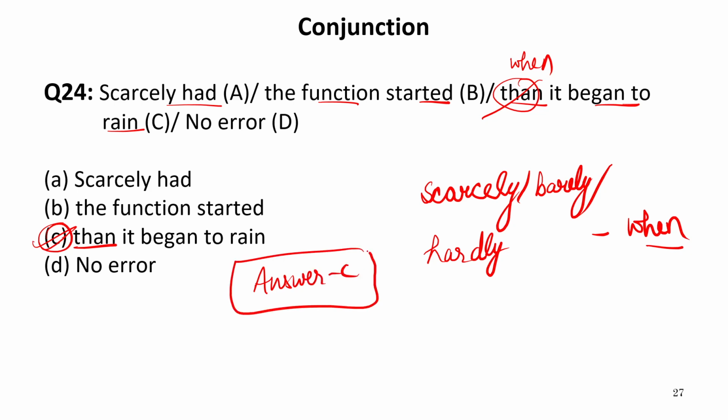The correct sentence will be, scarcely had the function started when it began to rain. Now, had the function started, here we have the helping verb and then the subject, which is the rule of inversion. So the error is in part C. Now let us move to the next one.